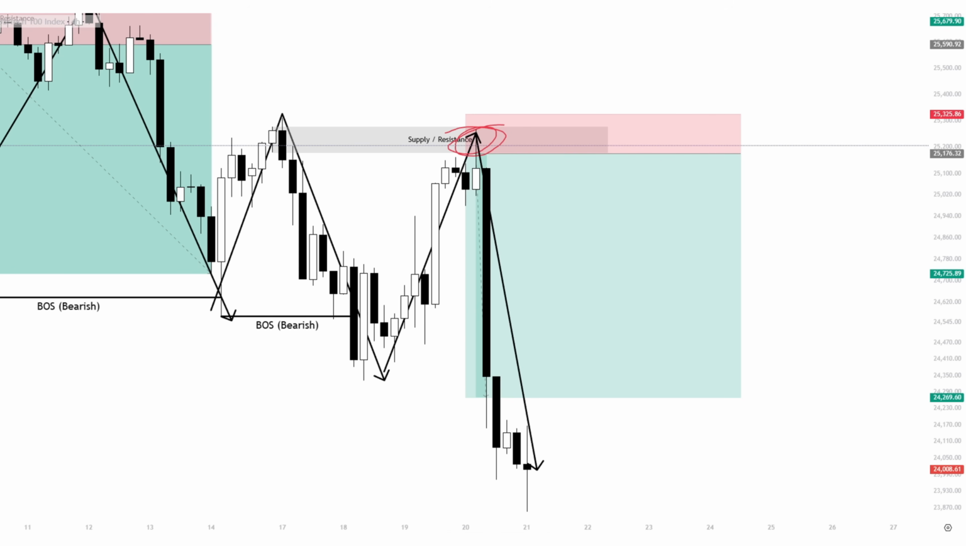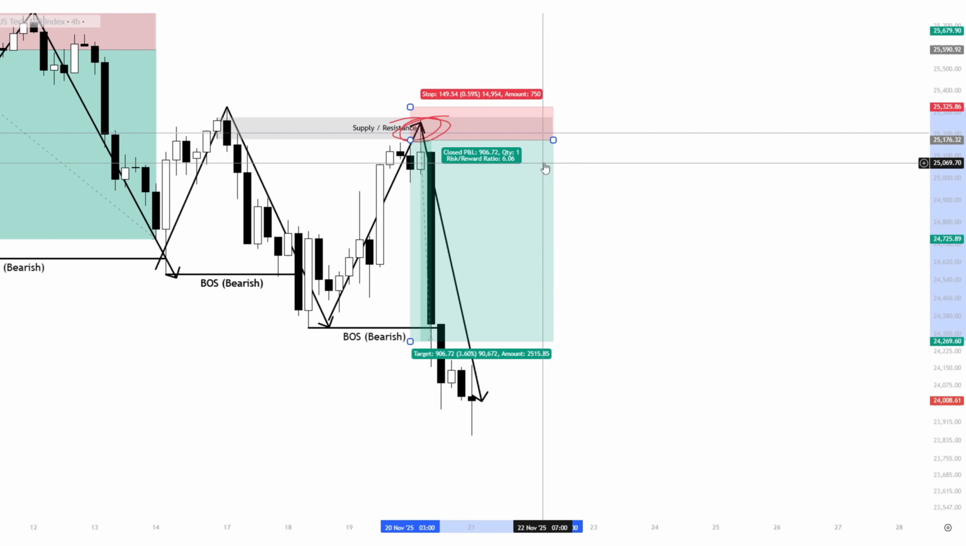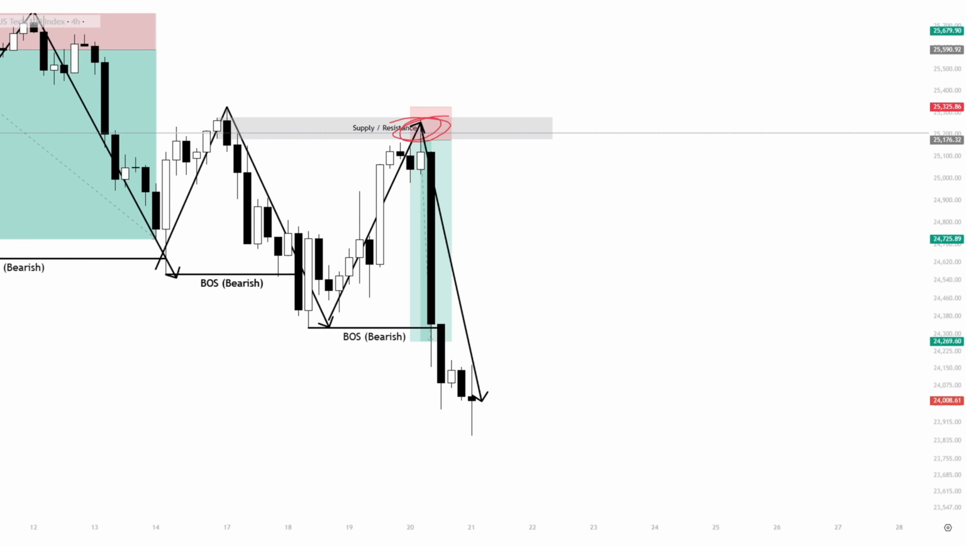And it did exactly like before. It broke the past low, having a bearish break of structure. So far we have 3 winning trades on this high time frame downside pullback.